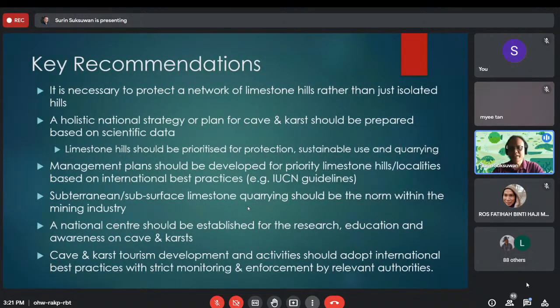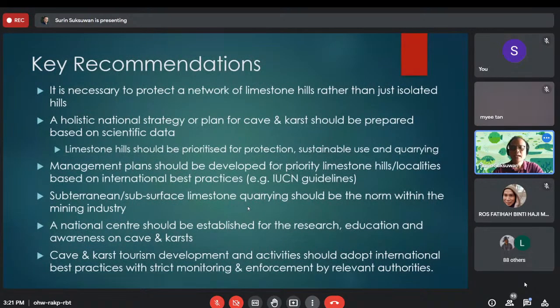And for those areas that have been identified for protection or sustainable use, then you need to have management plans drawn up, and there is some guidance available at the international level in terms of how you want to draw up those management plans. And Jaime has already mentioned subterranean or subsurface limestone quarrying, or underground quarrying, right? So this should be the normal practice within the industry, not the exceptional. We only have a few examples right now of where limestone quarrying is done underground. We need to have the industry shift towards more underground quarrying and leave the hills alone.